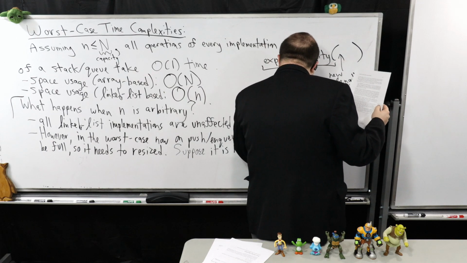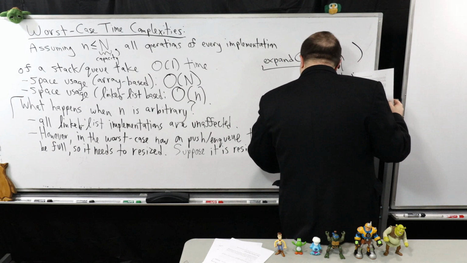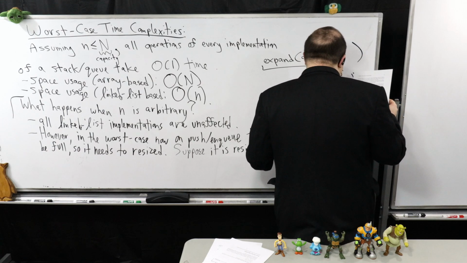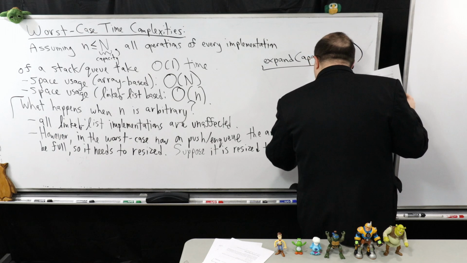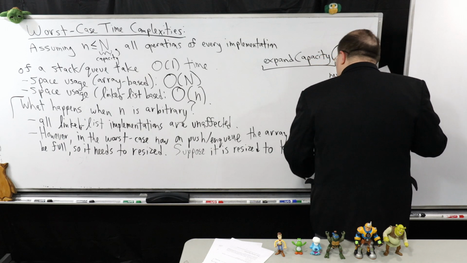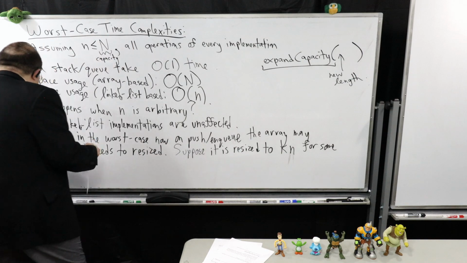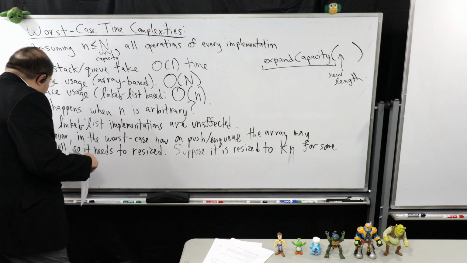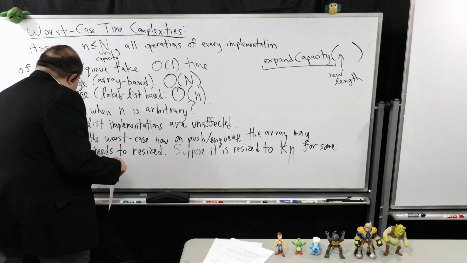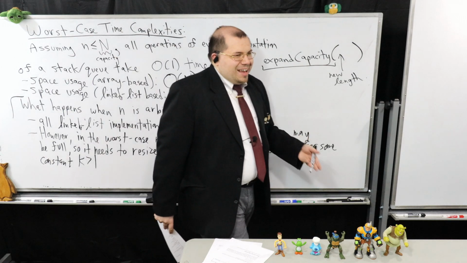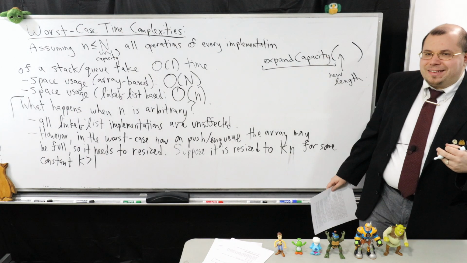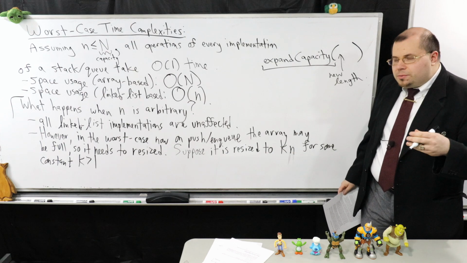to k times n. Sorry, we'll say k times n, where n is lowercase, for some constant k greater than 1. So I'm just going to assume it gets resized by some constant factor that makes it a little bit longer, enough that I can fit the next element in that I want to push in, or enqueue.